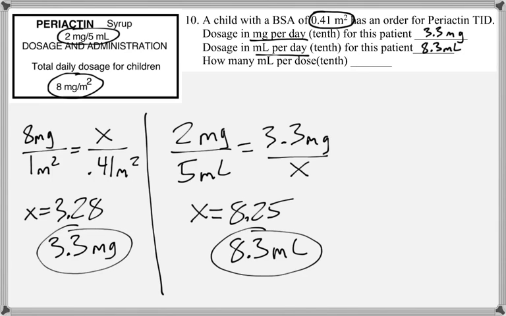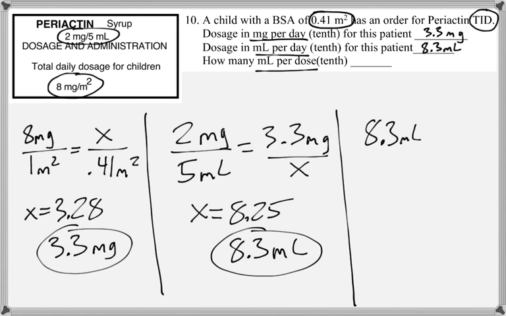And then lastly, they say how many mLs per dose. So I want to find the per dose of the mLs, so I'm going to take the 8.3, and because it's TID, that means 3 doses in a day. So if I'm trying to get from day to dose, I divide, and I would divide by 3 here. So 8.3 divided by 3, we get 2.76 repeating, so that rounds to 2.8 mLs.